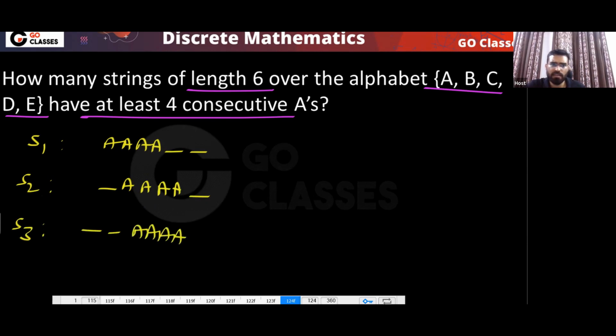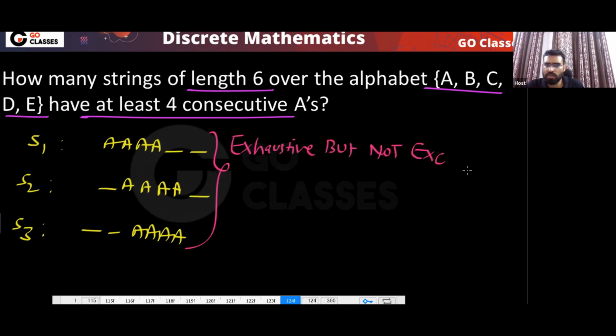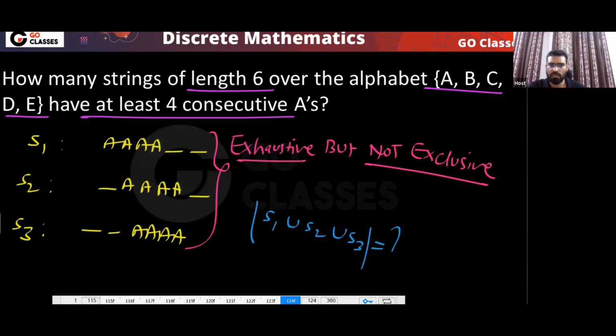Agree? Are they covering all the possibilities? They are exhaustive, but not exclusive. They are covering all the possibilities. So tell me the answer. Basically, what we want is S1 union S2 union S3. This is what we want. So that will be S1 union S2 union S3.